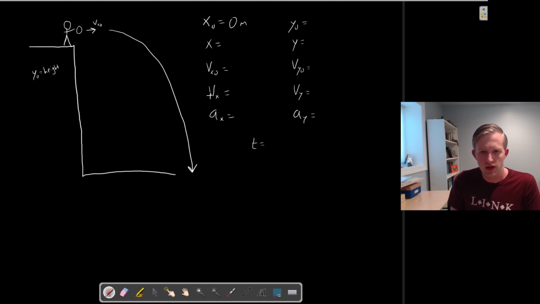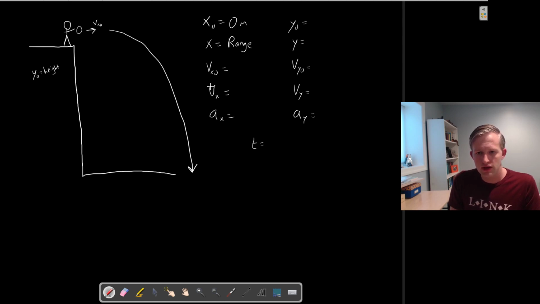We started at 0, and therefore we know that the final x is going to be some positive number, in this case the way I drew it anyway, and that's going to be the range. So when you hear about the range of a projectile, that's how far horizontally it's been projected. For my Vx0, it's some value. Typically it's given, not always though.